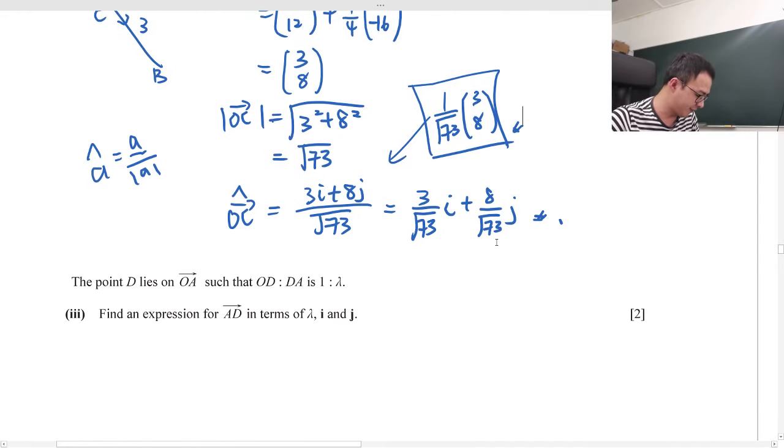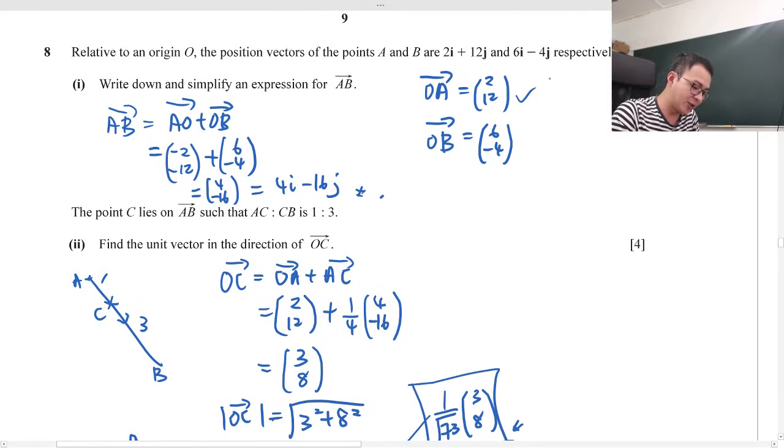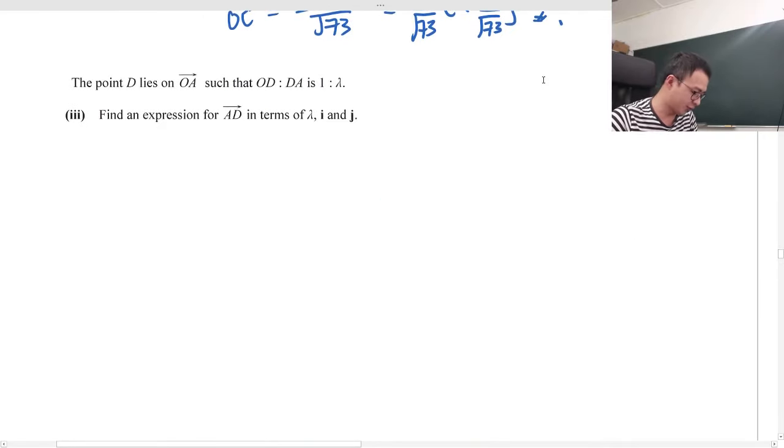Alright, then D lies on OA. What is my OA? My OA is 2 and 12 here. So 2, 12 is roughly like this. This is OA. D lies on OA. I do not know about lambda, so I assume D is somewhere here. So the ratio is 1 and lambda. OD is 1, DA is lambda. So going this direction.